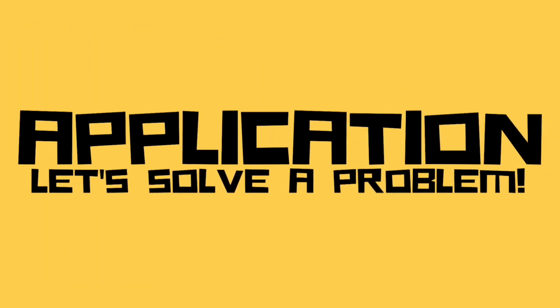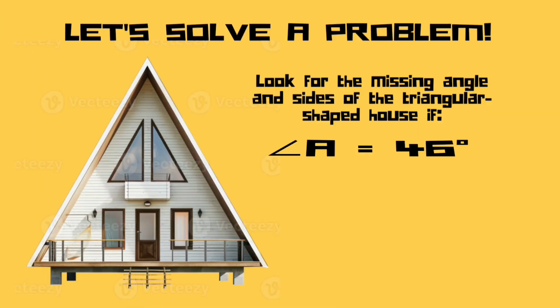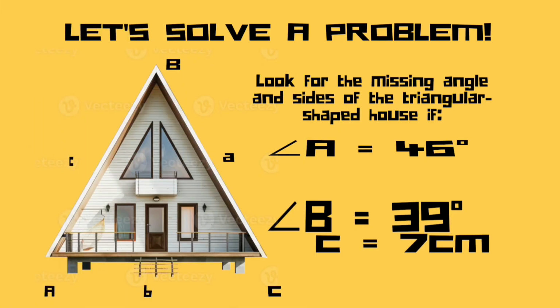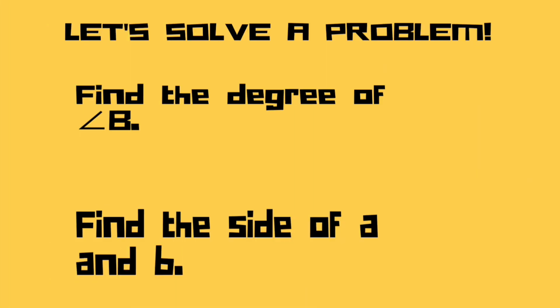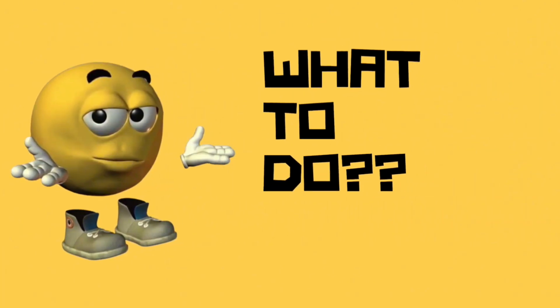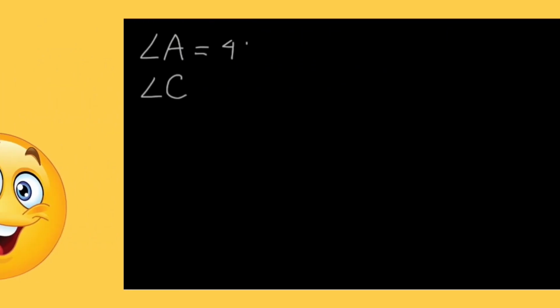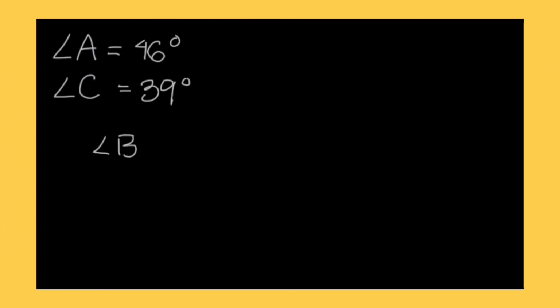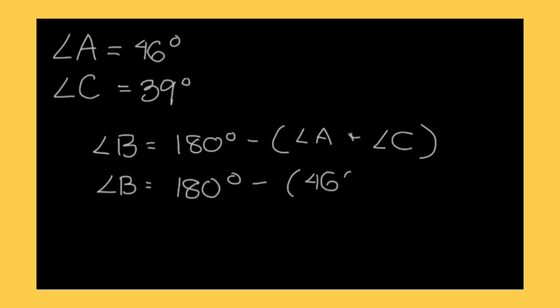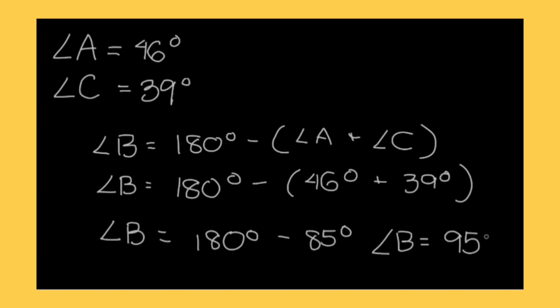Now, let us try and solve this problem. Angle A is 46 degrees. Angle C is 39 degrees. Side c is 7 centimeters. Find the degree of angle B. Find the sides a and b. Now, what are we going to do? Well, first, we will take the given angles, angle A and angle C. We will add those two angles and then subtract the result from 180 degrees. And that's how we get angle B.